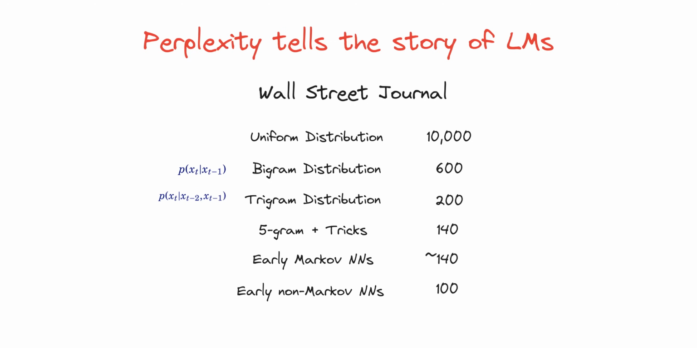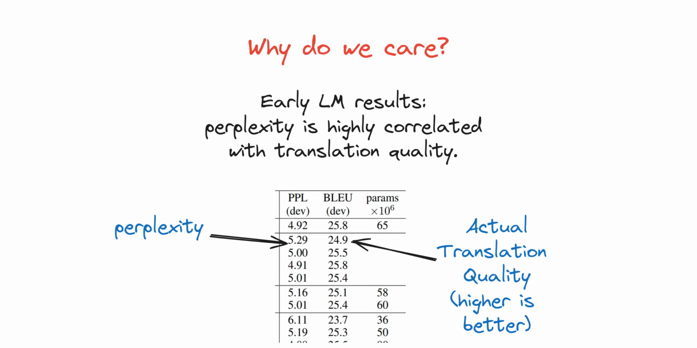When deep learning started looking at the language modeling problem, early Markov neural networks got to a similar performance of around 140. When people started developing early non-Markov neural networks that looked at longer ranges, they could get down to around 100 or even lower. This is greatly simplifying very rich and interesting literature, but it gives you a rough sense of about where things stood around 2015. But in 2015, why did people really care about this problem at all?